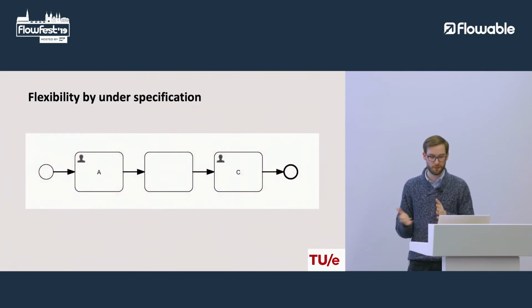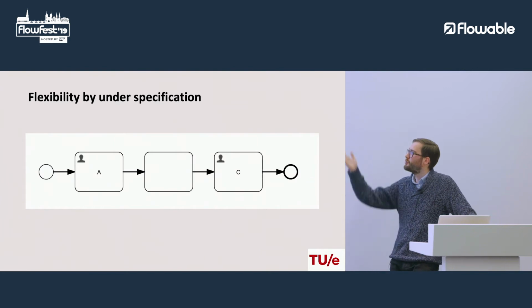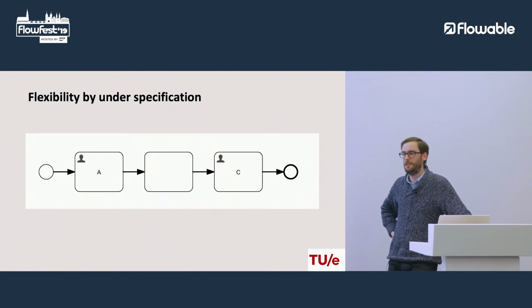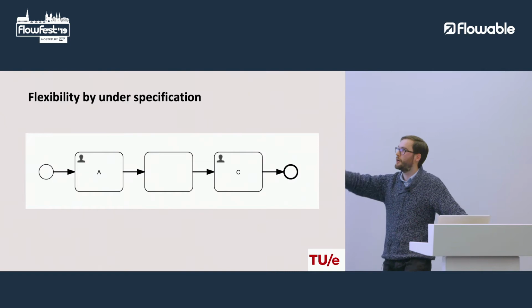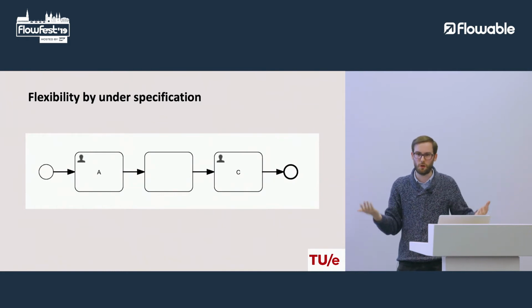And flexibility by under specification, this basically goes through both runtime and modeling. So it means that you maybe have a task that is not specified. You know already at design time that at a specific step, you need to add something, and what you add will be defined at runtime. So ideally, you model that, and then when you run it, the engine will say, okay, this task is not specified, what do you want to do?